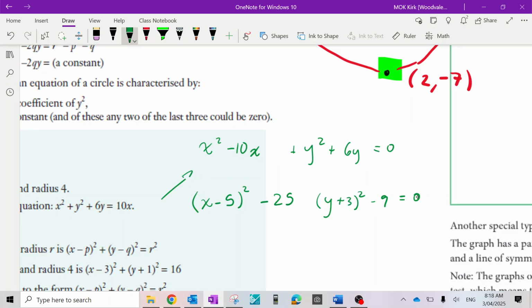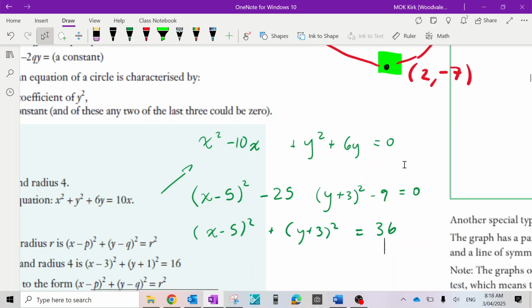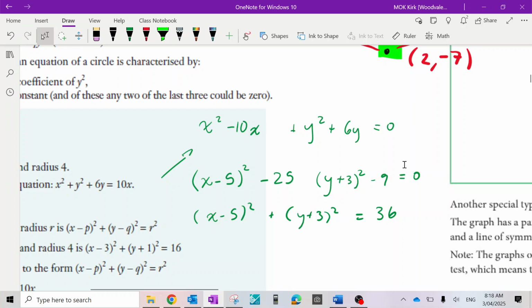Move the constants to the other side. X take 5 squared plus y plus 3 all squared, and then I'm moving it to the other side, so it makes 36. 36 is not my radius. 6 is my radius. And so you can leave it like this, that's fine. But if you'd like to leave it in a form that you recognize, then this is fine as well.